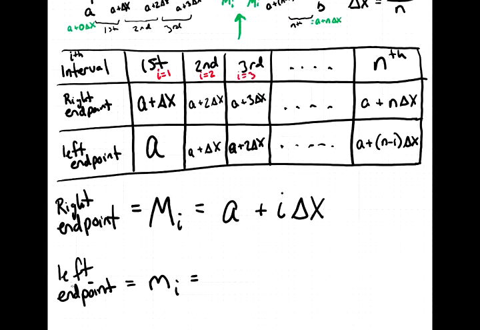And if we look at the left endpoints, well, when i is equal to 1, there's no delta x's. When i is equal to 2, there's 1 delta x. When i is equal to 3, there's 2 delta x's. So for left endpoints, the number of delta x's looks like it's 1 less than i. So we could say each left endpoint is equal to a plus, well, i minus 1 times delta x.